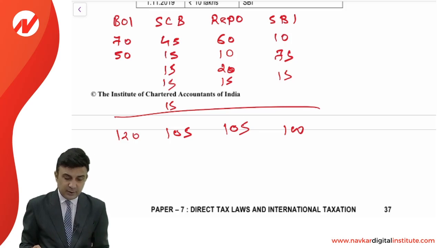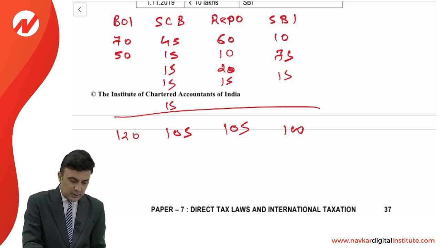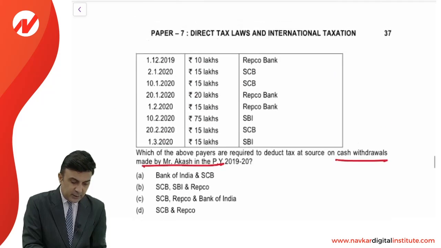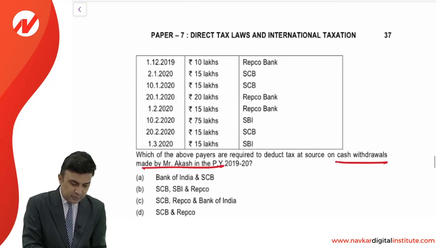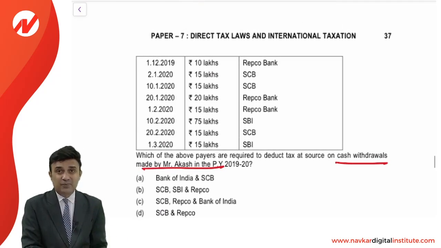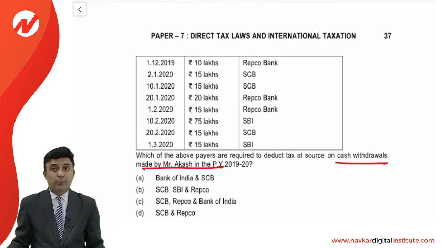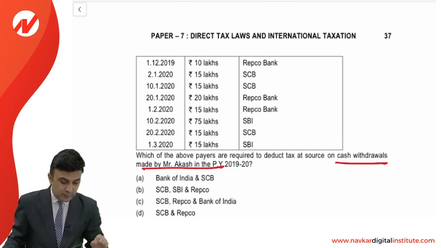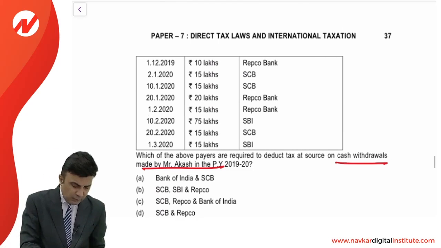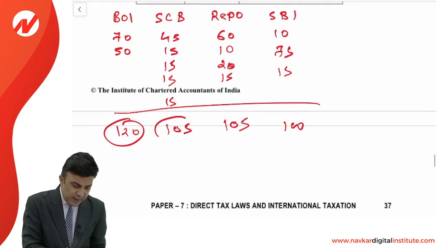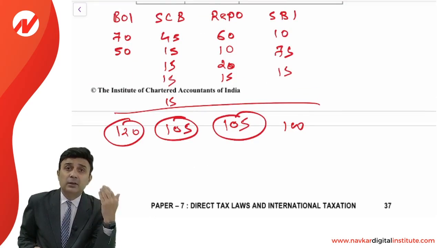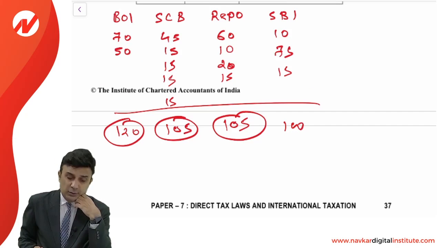One thing should be certain. The question is which banks are supposed to make the TDS? Can I say the SBI option is done away with, meaning thereby your point number B is out. Number 2, friends, there are 3 banks from which you have withdrawals exceeding 100 lakh, that is 1 crore.